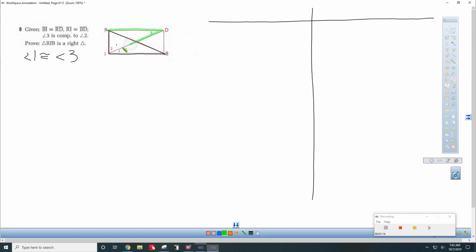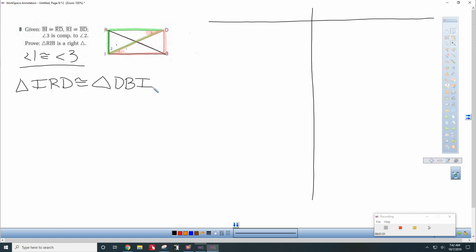I think I need to prove that that green triangle, Carson, is congruent to this peach triangle. And if I do that, can you see where I could get the CPCTC for 1 and 3? So then my secondary goal, meaning before I can prove this, I think I need to prove that triangle IRD is congruent to triangle DBI.